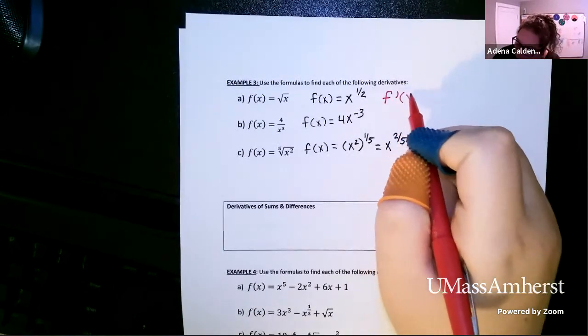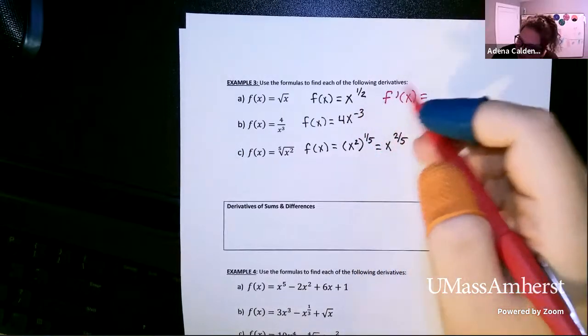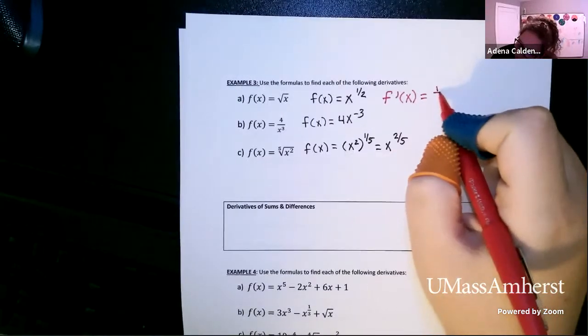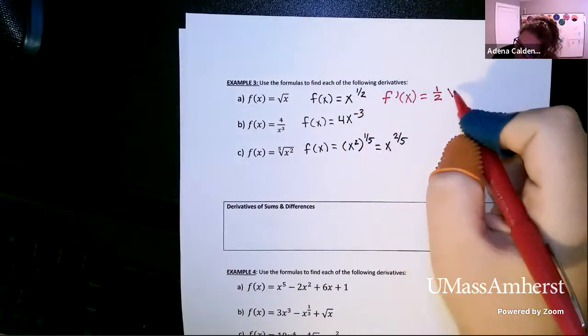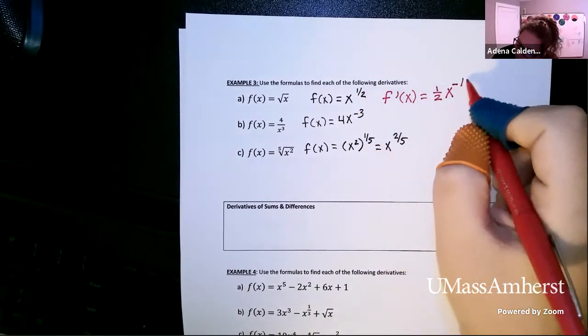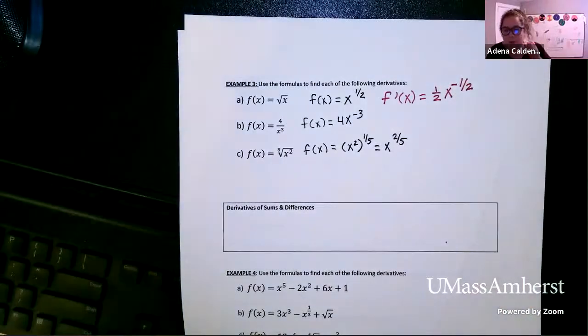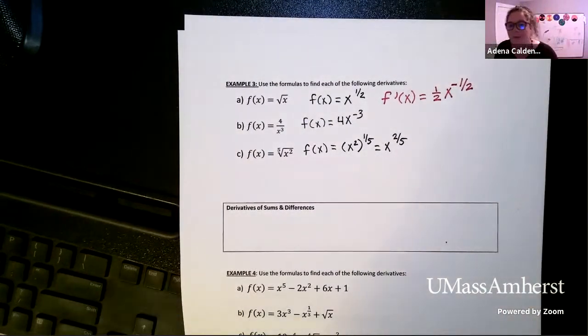Then after we do the rewrite, we can go ahead and take the derivative. So the 1/2 comes down in front, and we subtract 1 from the power. So we get 1/2 x to the negative 1/2, okay?